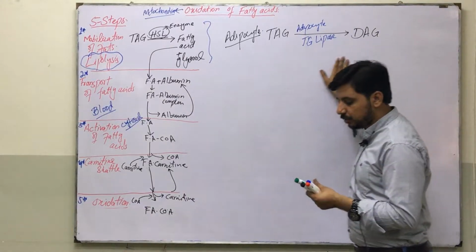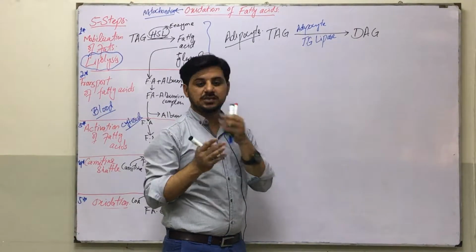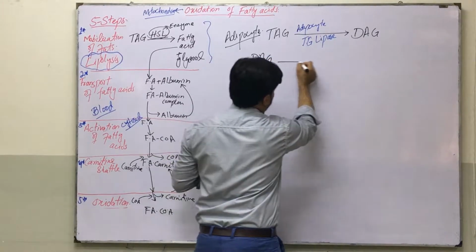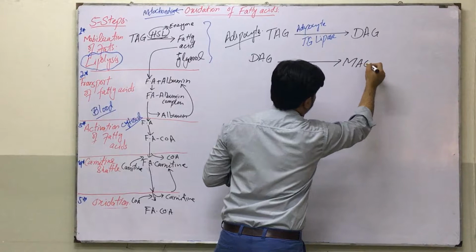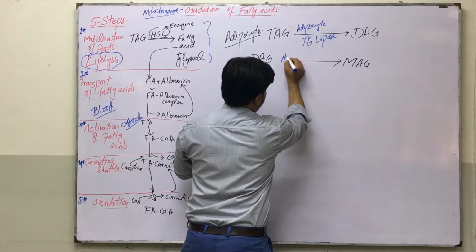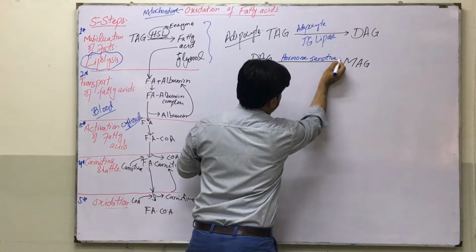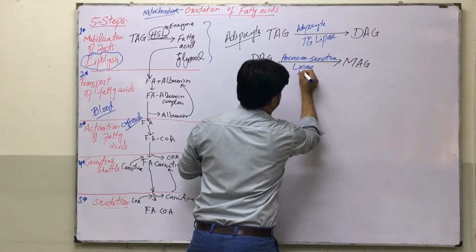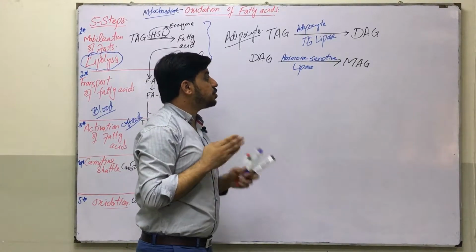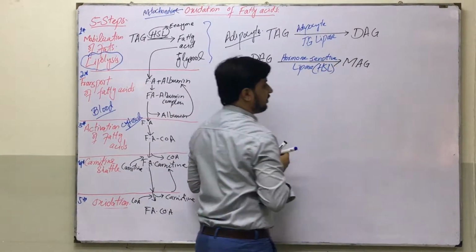This is a most important compound, and this diacylglycerol is also involved in signal transduction, and this diacylglycerol is further converted into monoacylglycerol with the help of the enzyme which we name as hormone sensitive lipase. This is the rate limiting enzyme. We can say that it is the reaction controlling enzyme, which is also abbreviated as HSL, hormone sensitive lipase.